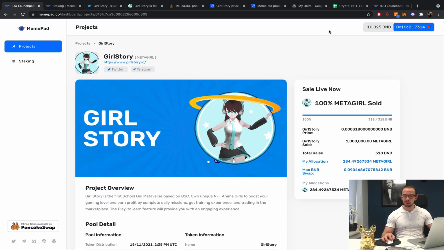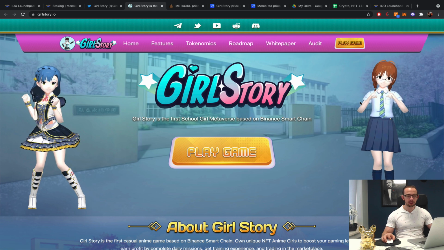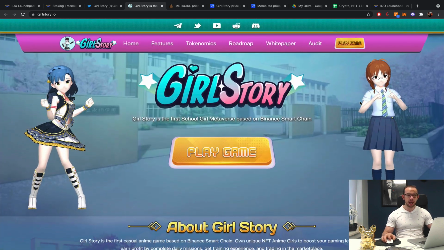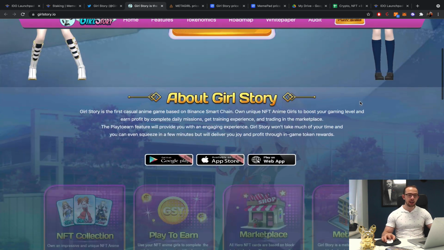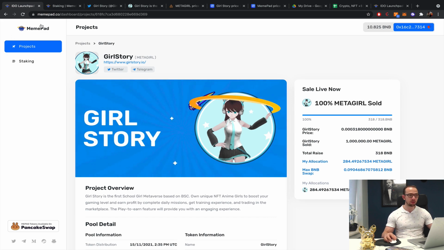I haven't played the game. I'm not looking forward to the game. I'm an investor, so basically I'm looking for the flip opportunity, but at least I'm happy that Memepad right now is focusing on actual projects that actually have some utility. Because it's called Memepad, you might think they only have shit projects.